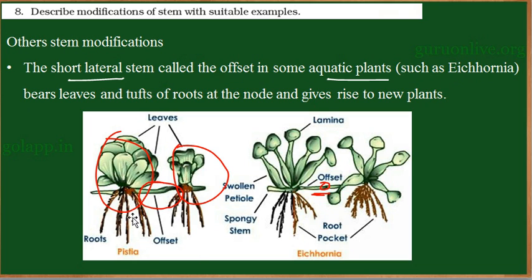So these are the modifications of stem. We have learned about storage stems, the stems which give support, tendrils, the stems which give protection, thorns, and the stems which help in vegetative propagation, like runners and offsets. So these are different modifications of stem which are used for various functions. Under storage, we learned about rhizome, corm and tuber. They help in storing excess glucose in the form of starch.